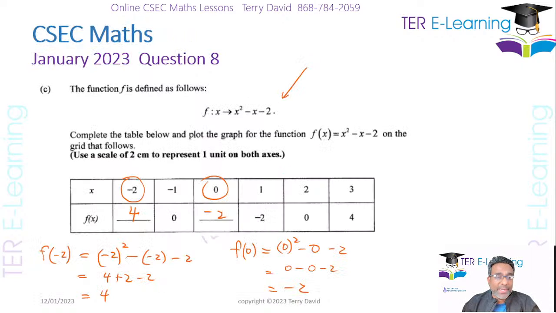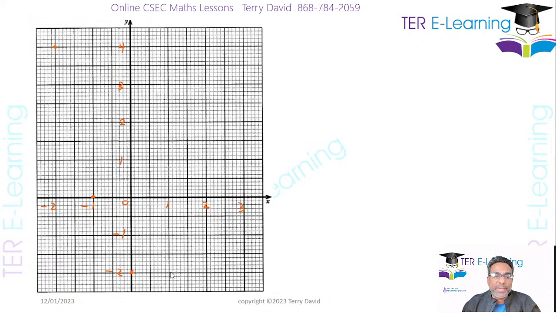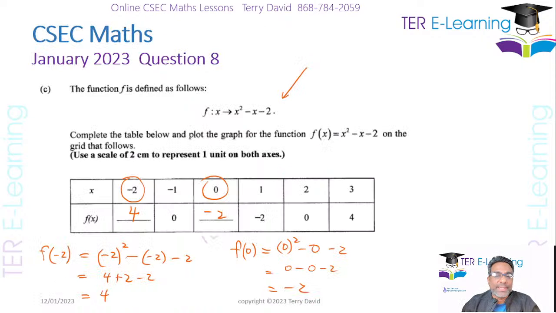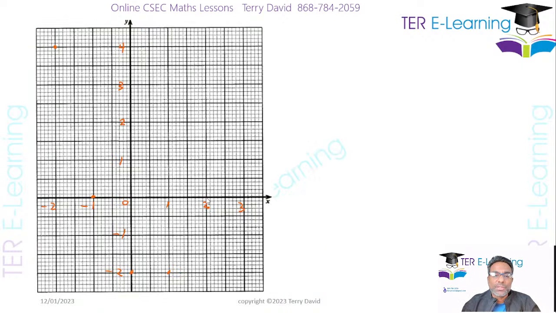Next one is 1, minus 2. 1, minus 2 is down here. Next one is 2, 0 and then 3, 4. So 2, 0 is here and then 3, 4. So you're getting marks for plotting the points accurately. And the next thing now is for us to sketch this. Now it's a little hard for me to sketch it here, because it's not on a piece of paper I'm writing on. But it's a quadratic and it's going to have a minimum point.